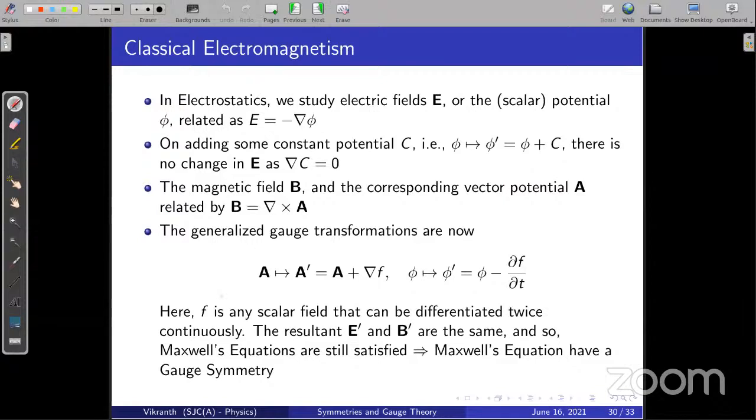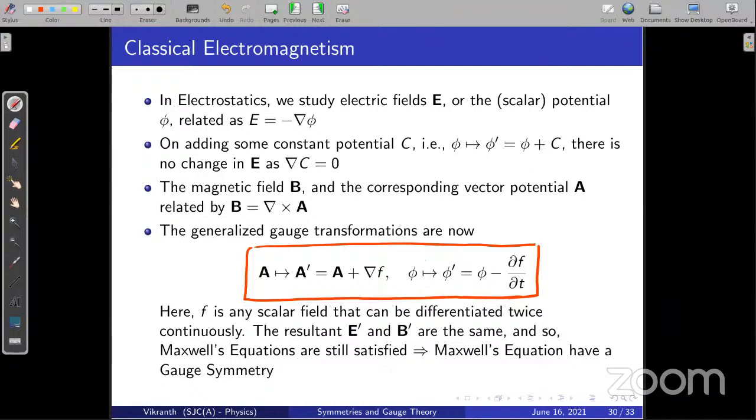The theory of electromagnetism was developed by Maxwell back in the 1800s or so, and he realized that his equations remain unchanged under certain transformations, which I've boxed with my red pen right here. This is the vector potential. A is called the vector potential and phi is called the scalar potential.